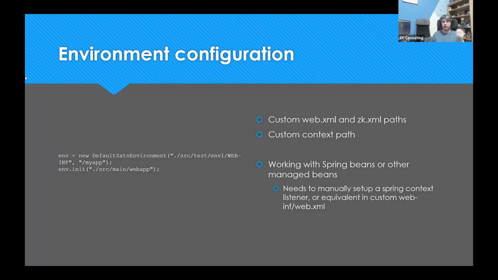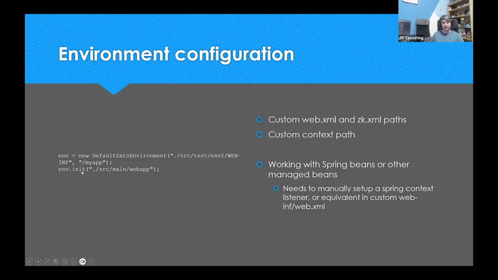In that case, you would pass a custom webinf path to your default ZATS environment. You might also want to set a context path. By default, ZATS is going to assume that there is no context path, and the context is just going to be localhost/. If you want it to be localhost/my app instead, because that's what you're using for testing and that's what your composer expects, you can add a context path parameter to your default ZATS environment instantiation call, and voila, that's it.